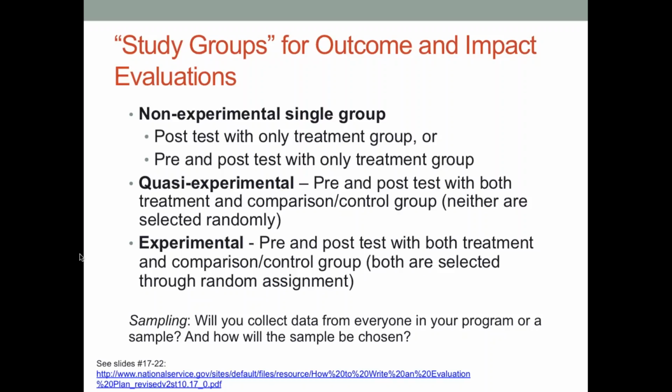Just quickly, there are three different ways of looking at outcomes in terms of study groups. The first is a non-experimental single group. Single group just means you are only looking at the treatment group, in other words, only the group of participants that you serve. There are two different non-experimental ways in there. One is just doing a post-test.